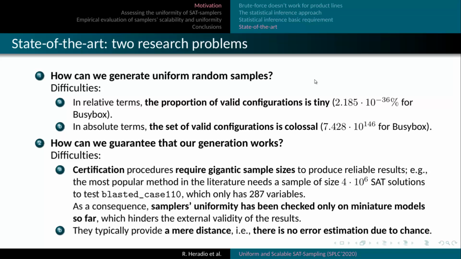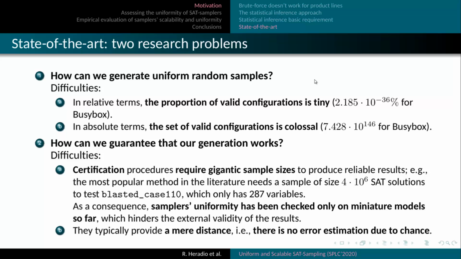We also need scalability. Nowadays there are several samplers that claim to be both uniform and scalable. However, their uniformity hasn't been validated properly yet. Several uniformity validation methods have been proposed, but they have important shortcomings. First, they require huge sample sizes to produce reliable results.